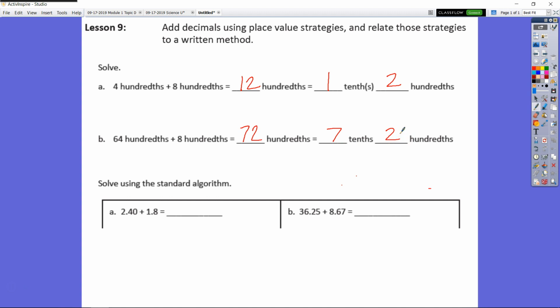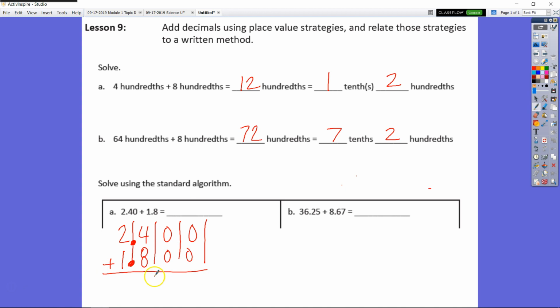Now, it says solve using standard algorithm. Once again, I would suggest that you make a quick place value chart. And I have my ones place, a tenths place, hundredths place, and my thousandths place. You don't need to put those extra place value holders in, but I like to do that just so that there's no confusion.